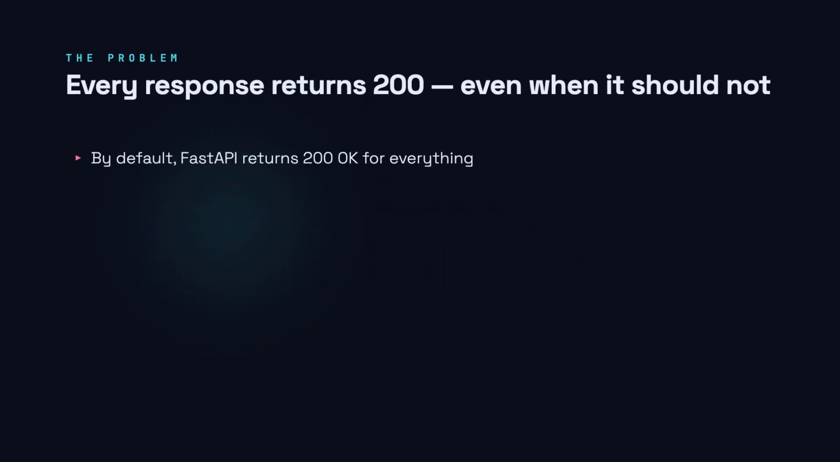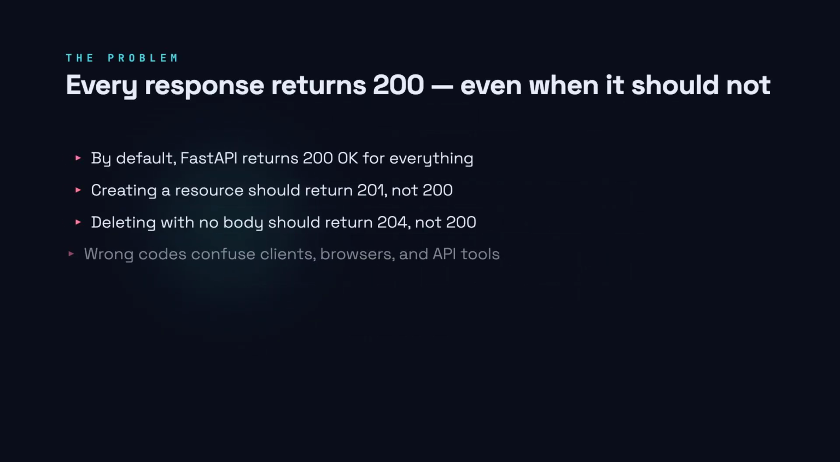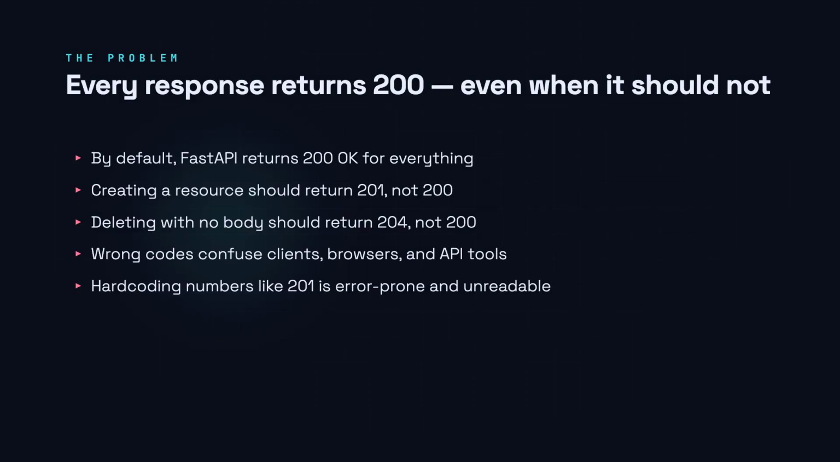Here is the problem. When you write a POST endpoint that creates a new record or a DELETE endpoint that removes one, FastAPI will still send back a 200 OK by default. That is technically wrong. Clients, whether a browser, a mobile app, or a testing tool like Postman, use status codes to decide what to do next. If every response is 200, those clients cannot tell creation from retrieval or deletion from an error.